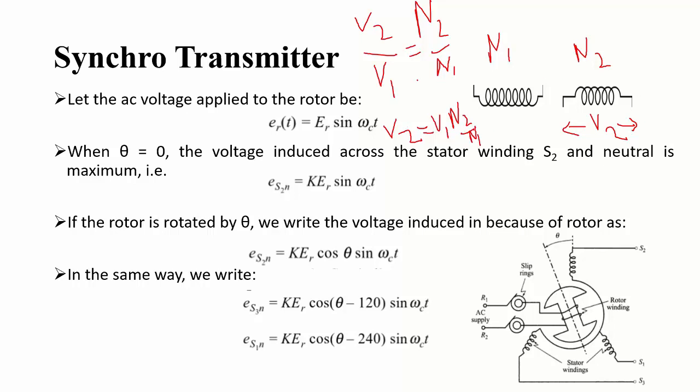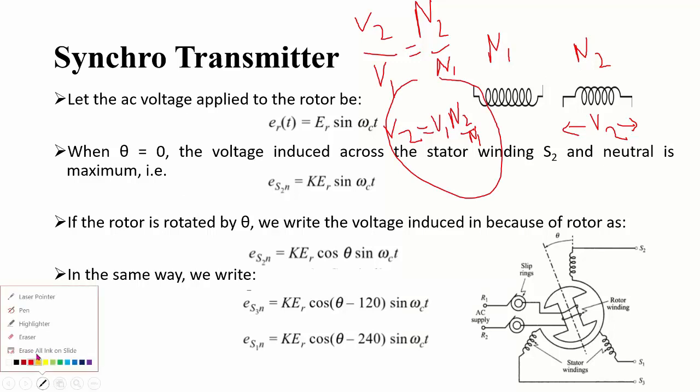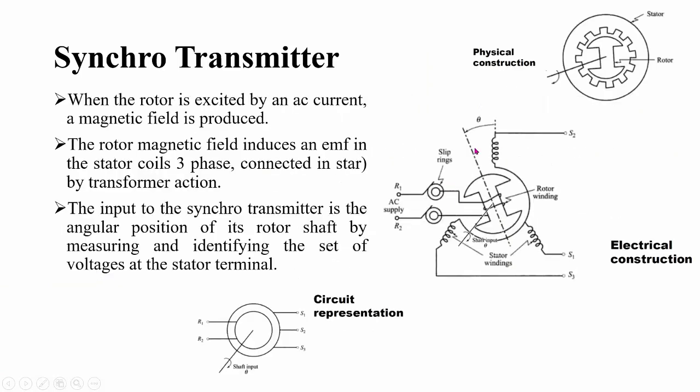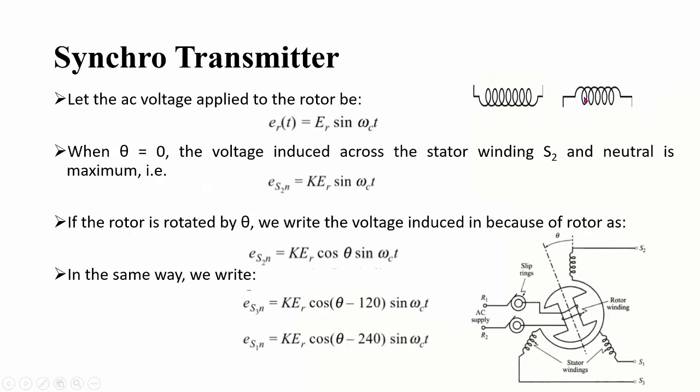So using this concept, using this expression, we say that when theta is equal to 0, so this is the theta we are talking about, which means that the orientation between the primary or the rotor winding and that of S2 is almost 0. So they are completely aligned. Shown over here is the completely aligned primary and secondary, or rotor and S2. So in this case, if theta is 0, the voltage induced across the stator winding S2 and neutral is maximum, that is K ER sin omega t, where K is nothing but N2 by N1.